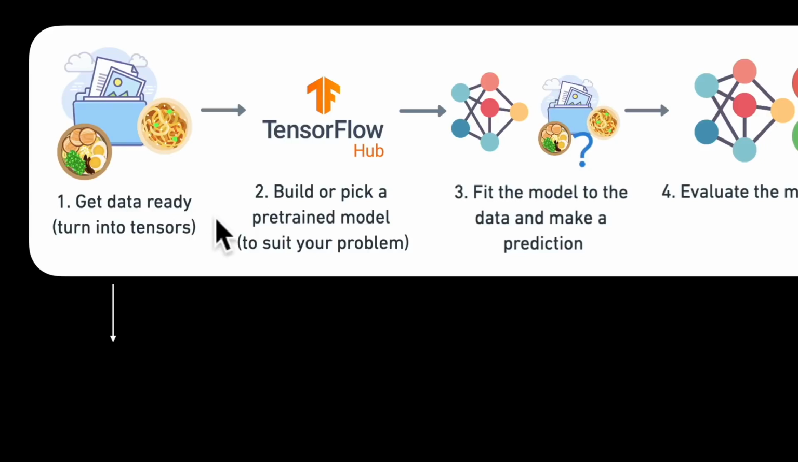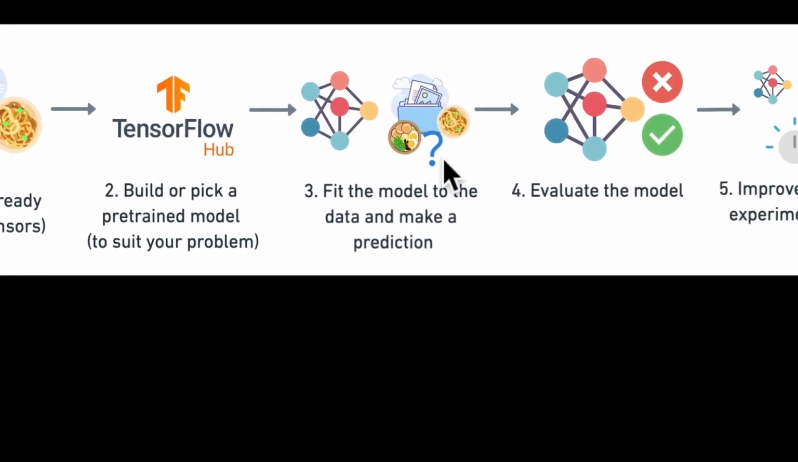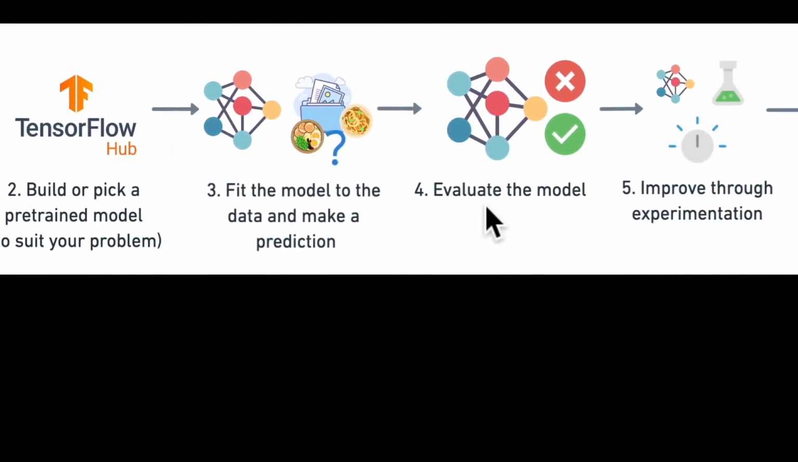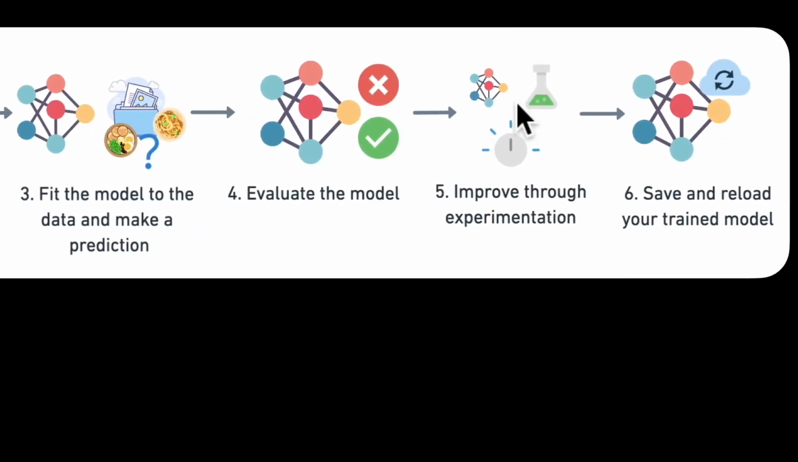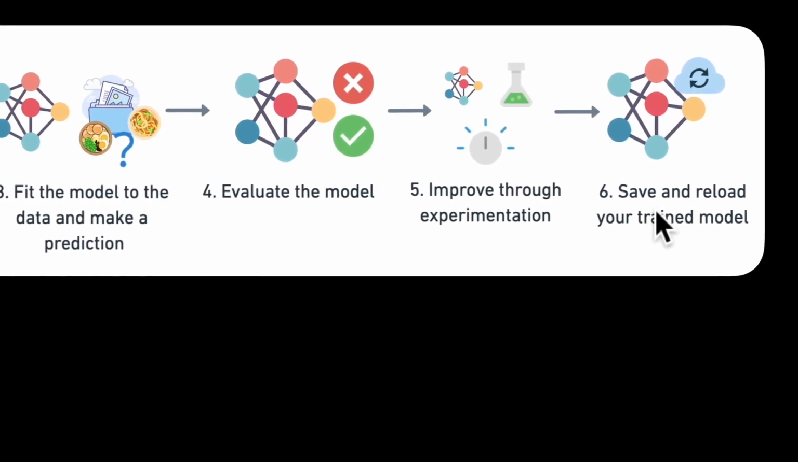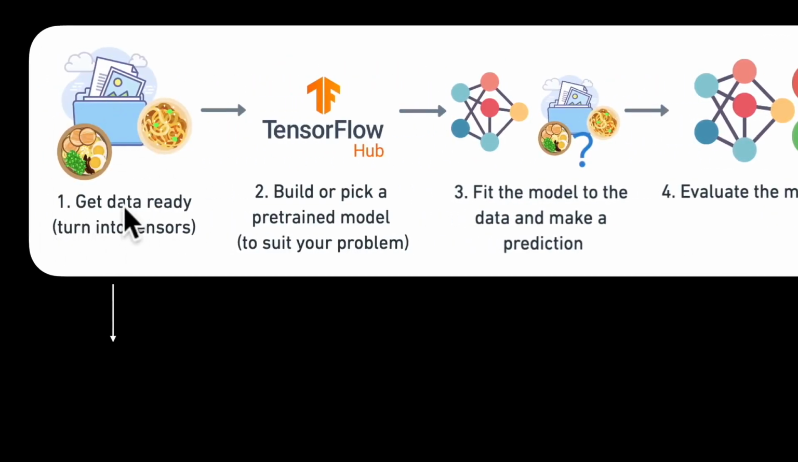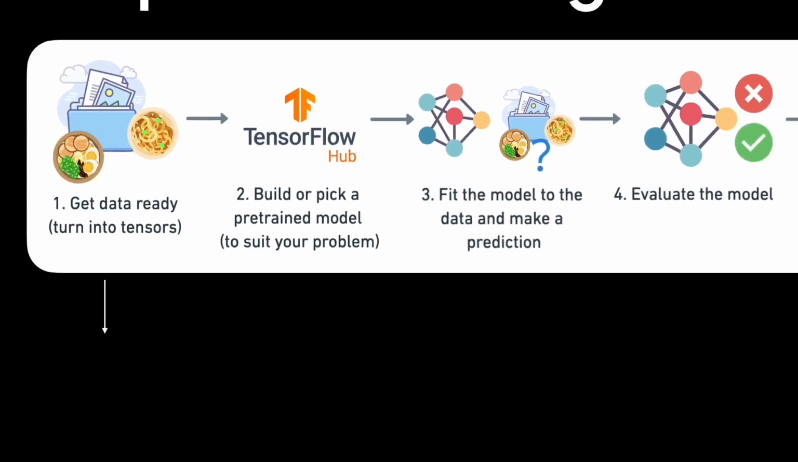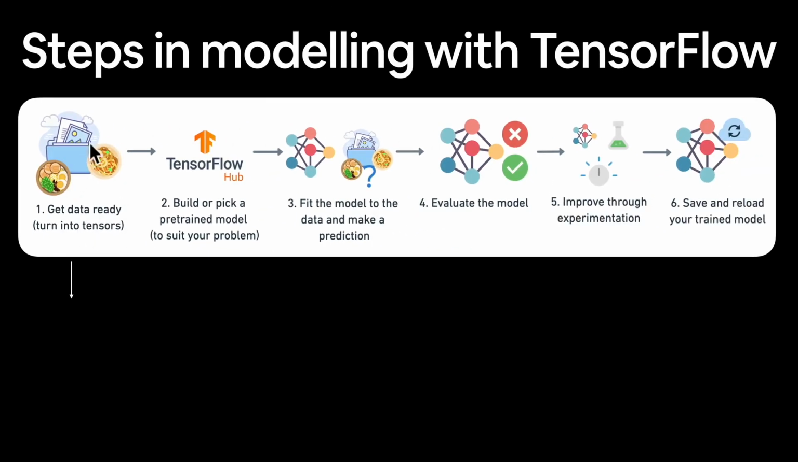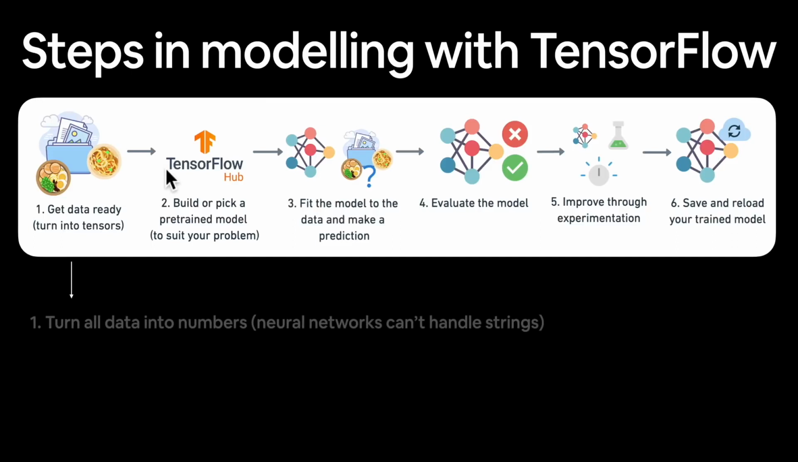We've gotten our data ready, we've turned it into tensors, we've built a TensorFlow model, we fit the model to the data and we've made predictions on the data, we've evaluated our model through both visualization and using evaluation metrics, we've improved our model through experimentation, and we've saved and reloaded our trained model. But now we're going back to step number 1, possibly the most important step in this entire pipeline, getting our data ready, turning it into tensors.